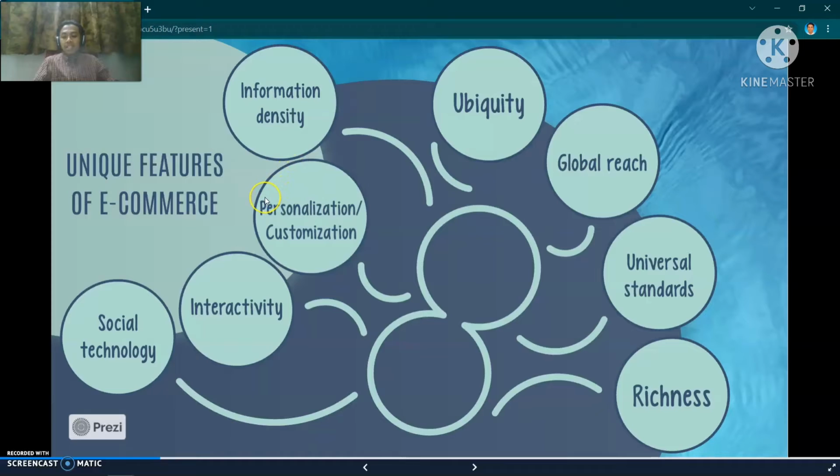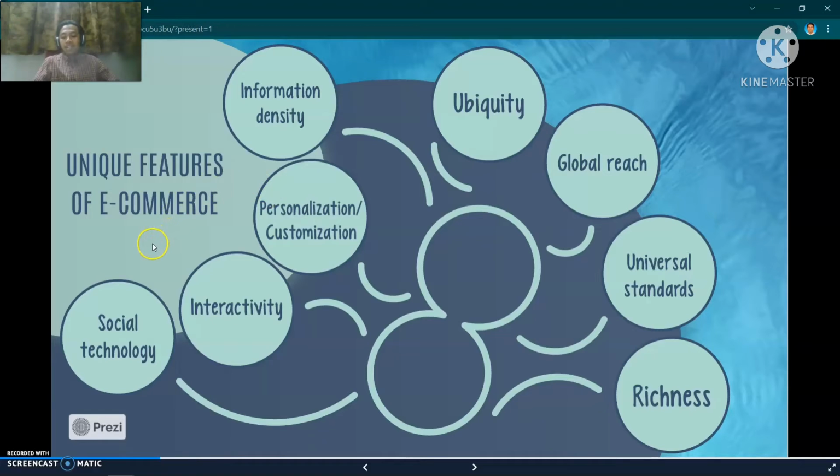Next is interactivity. Interactivity means that they enable two-way communication between the merchant and the consumer. So interactivity here allows an online merchant to engage customers in ways similar to a face-to-face experience, unlike traditional commerce, like television, where they cannot ask viewers questions or bring them into a conversation.